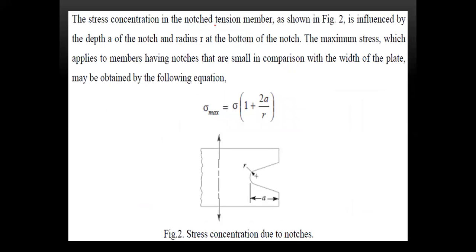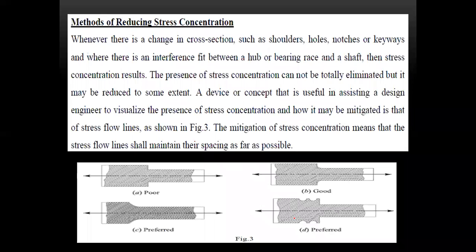Next, the stress concentration at a notch in a tension member is influenced by the depth of the notch, and the maximum stress, which applies to a member having notches that are small in comparison, is obtained by the following equation. Sigma max is equal to sigma times (1 plus 2a by r). Okay, that is where a is the distance and r is the radius, from the notch point of view. This is a formula.